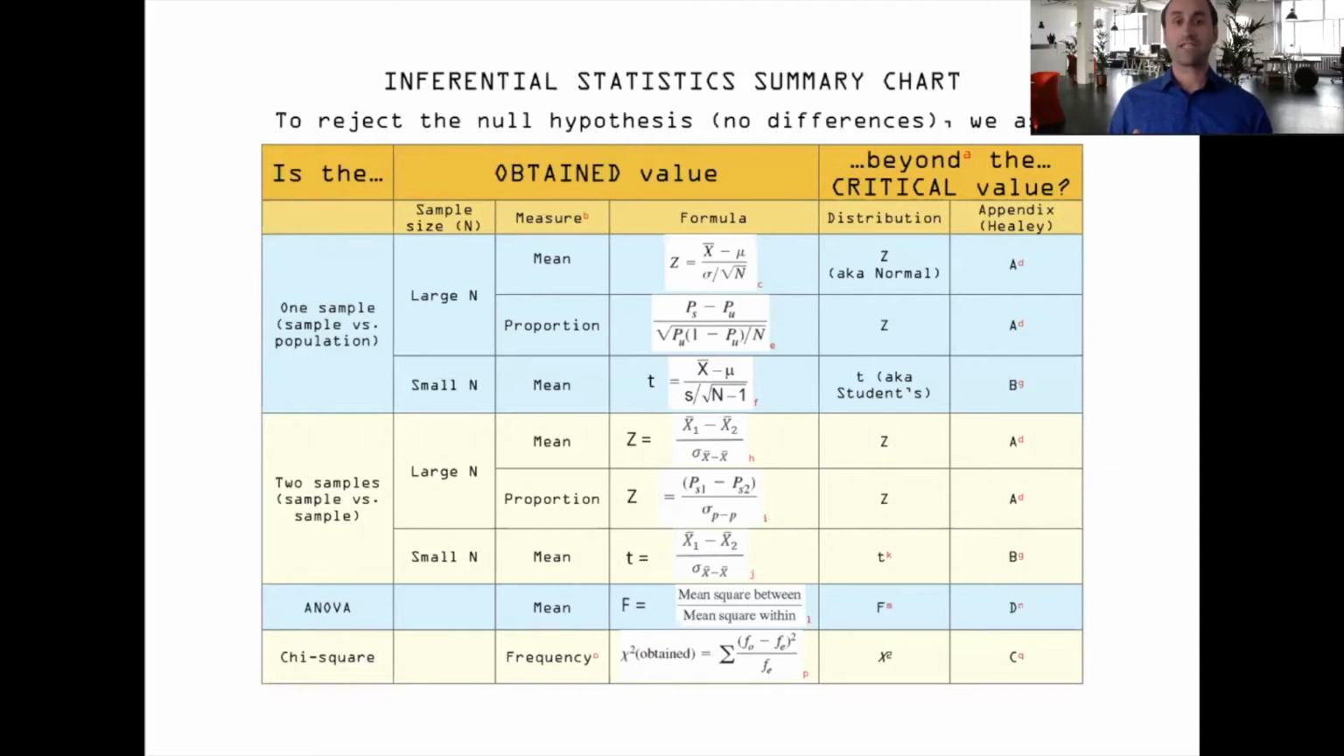And as you can see in this chart, we can do that for one sample, i.e. the sample versus the population. And we have different formulae depending on whether it's a large sample size or a small sample size, and whether you're using a mean as the key measure or proportions as the key measure. Now there are different formulae if we're comparing two samples. And again, we might have a large sample or a small sample, and again, be using different measures within those.